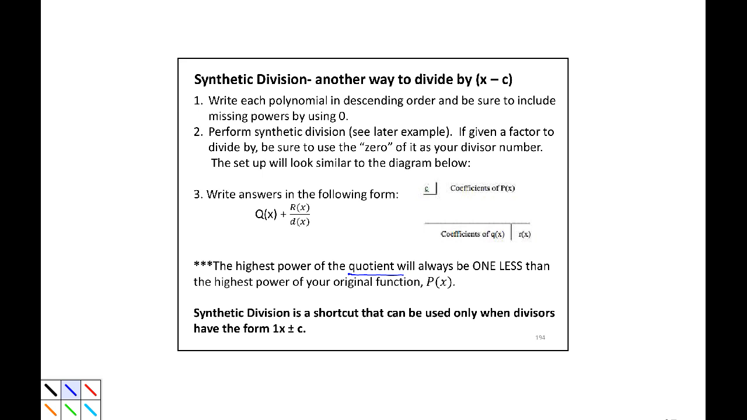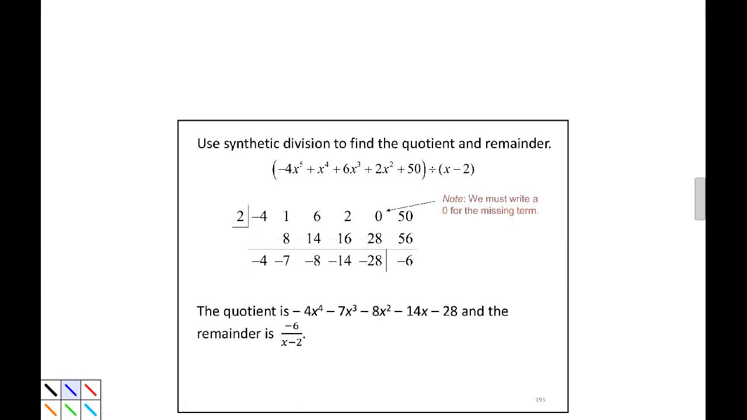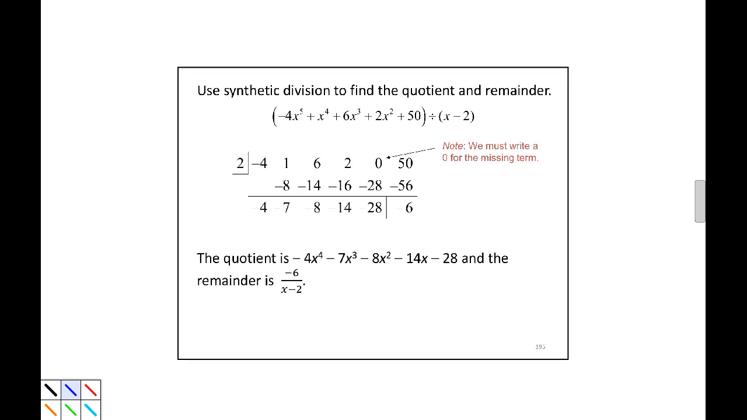And this is considered a shortcut, and we can only use it when divisors have the form 1x plus or minus c. All right. At least I can use it without adjusting anything. There is actually a way to make it work when it's not 1x plus c.